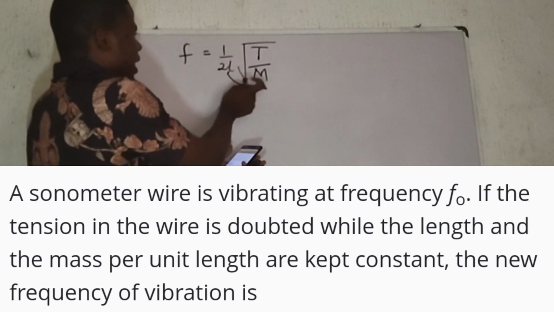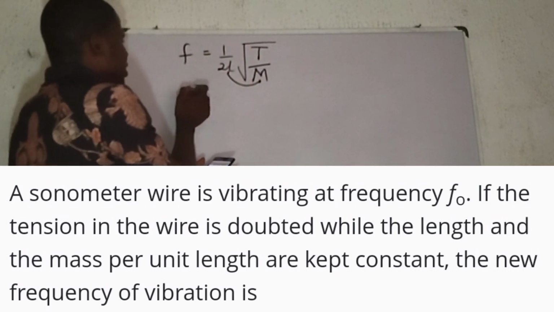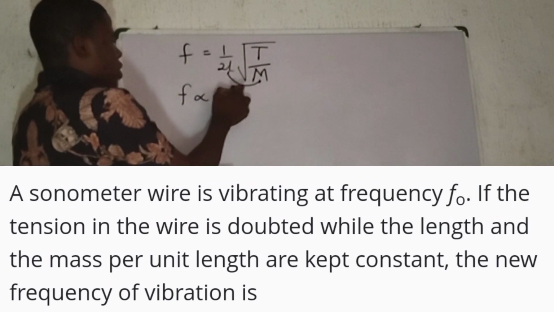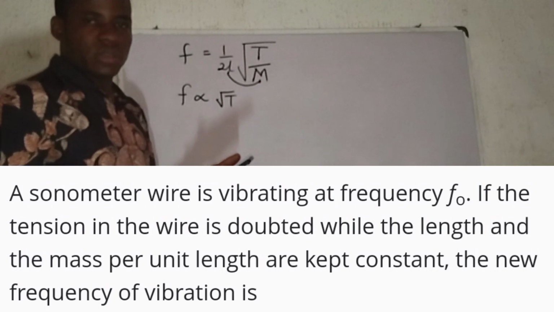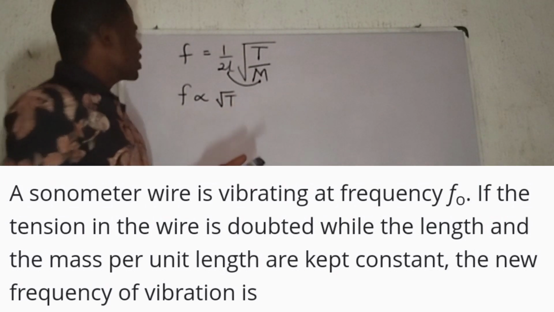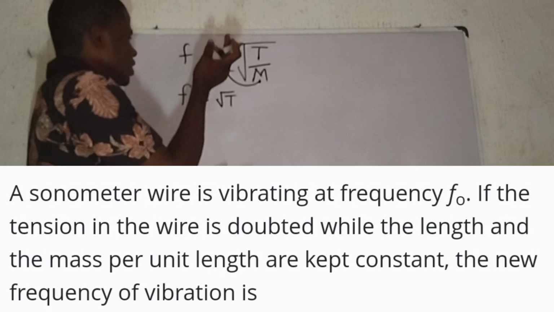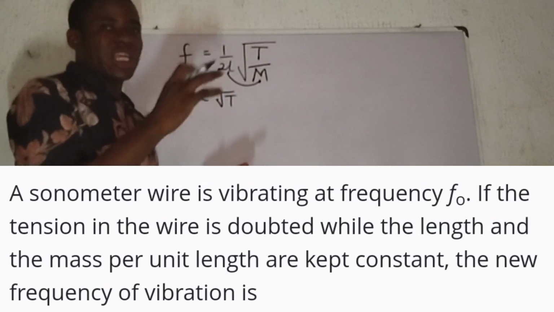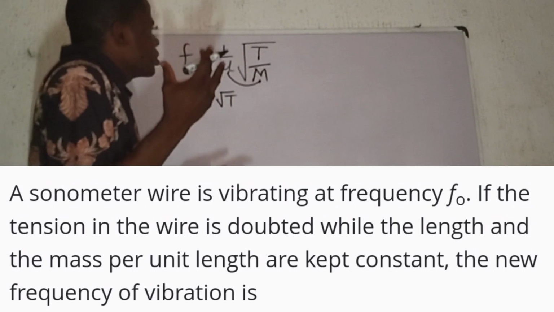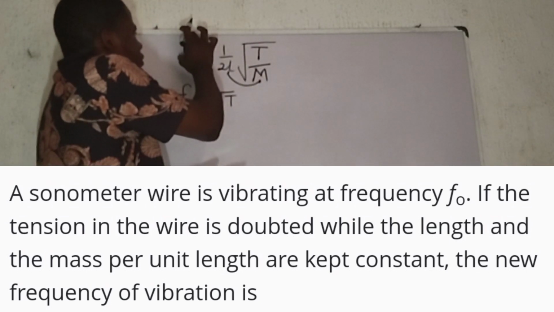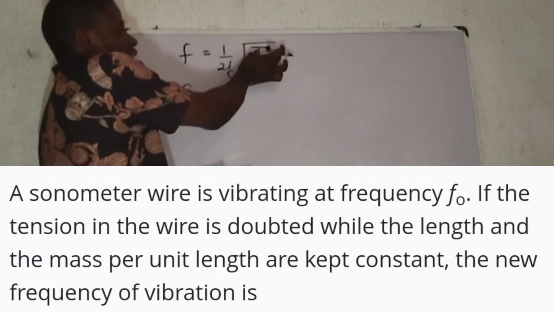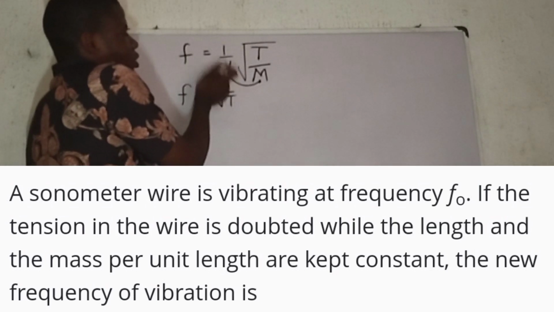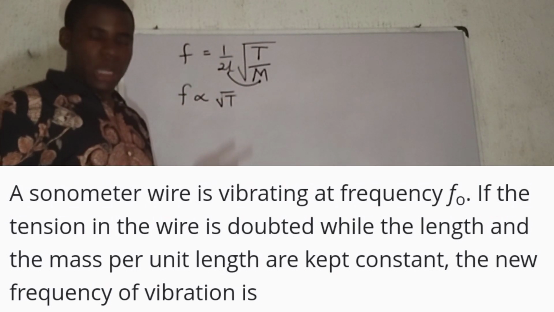When both of them are kept constant, we can see that the frequency will be directly proportional to only the square root of the tension. For instance, if the mass per unit length and the tension are constant, then the frequency will be inversely proportional to the length.